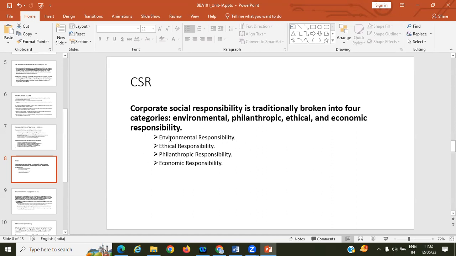So we'll read each of these types. What are the different types of CSR? Environmental responsibility, ethical responsibility, philanthropic responsibility, economic responsibility. These are the different types of responsibility, the different types of CSR activities. We'll read one by one.